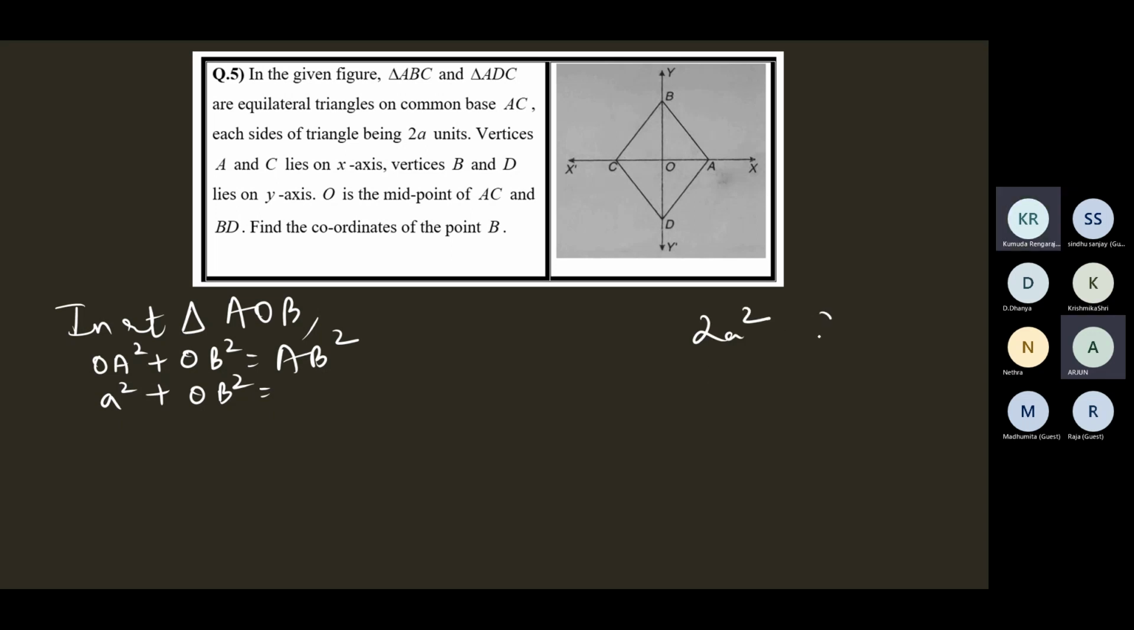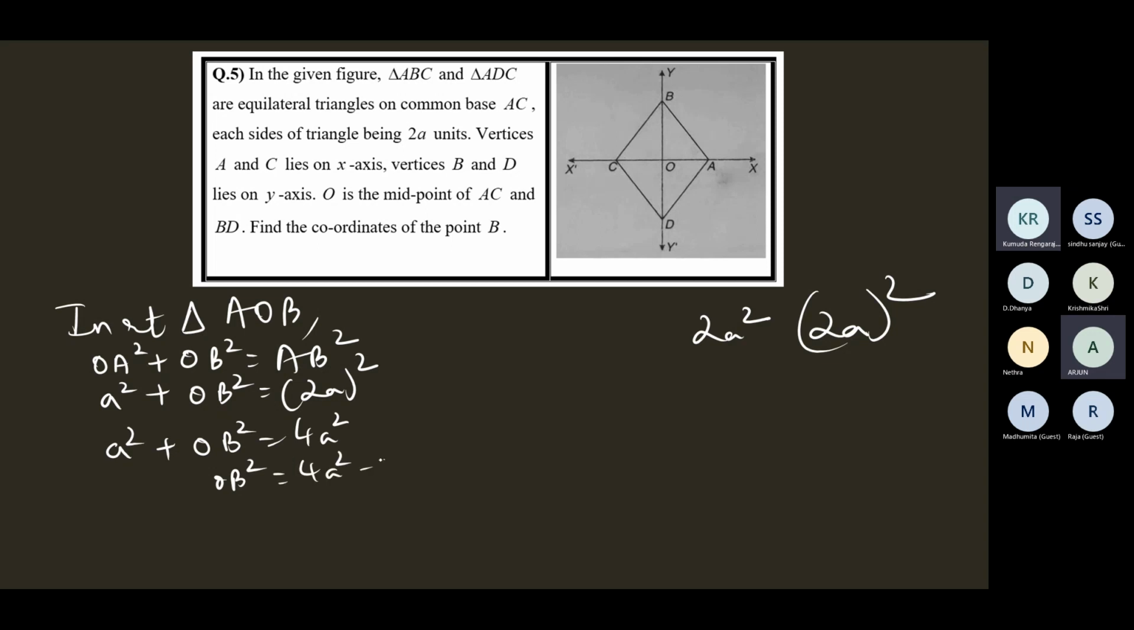AB is 2A, so 2A the whole square. A square plus OB square is equal to 4A square. When you transpose, OB square is equal to 4A square minus A square, so OB square is equal to 3A square. OB is equal to square root of 3A square, which is root 3A units. And the same thing you see in the next slide.